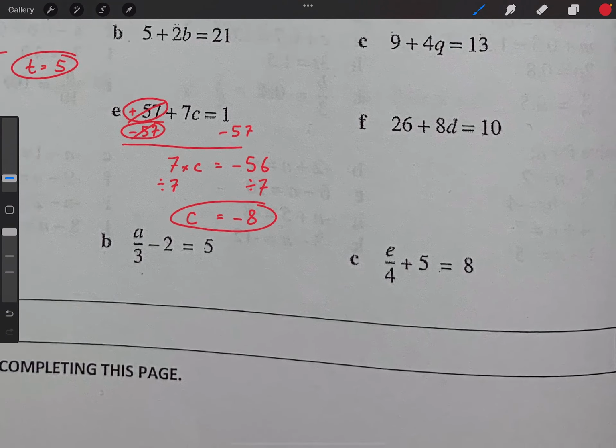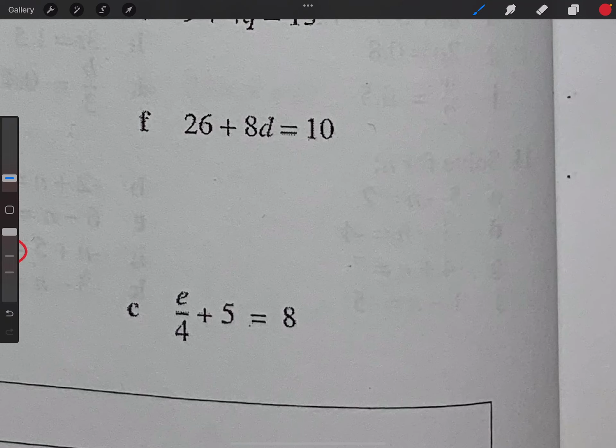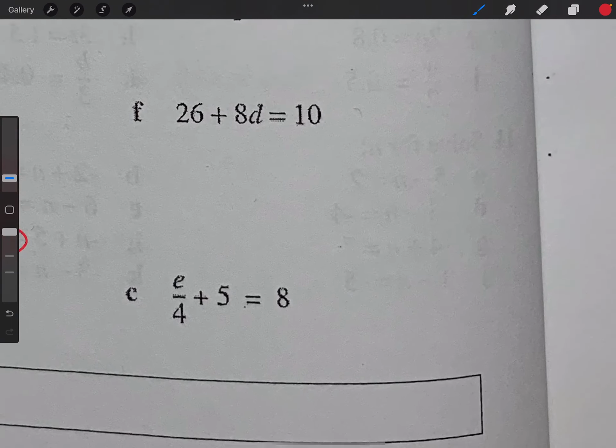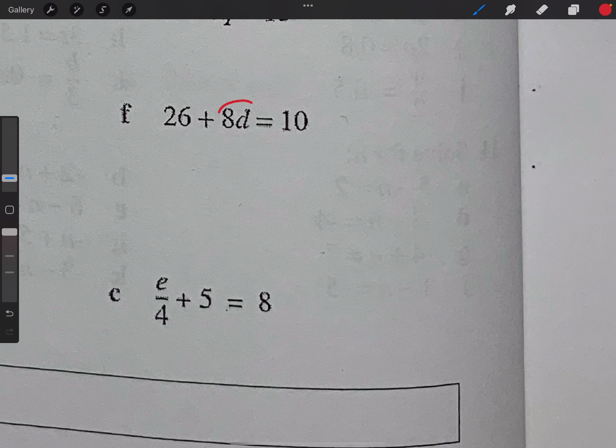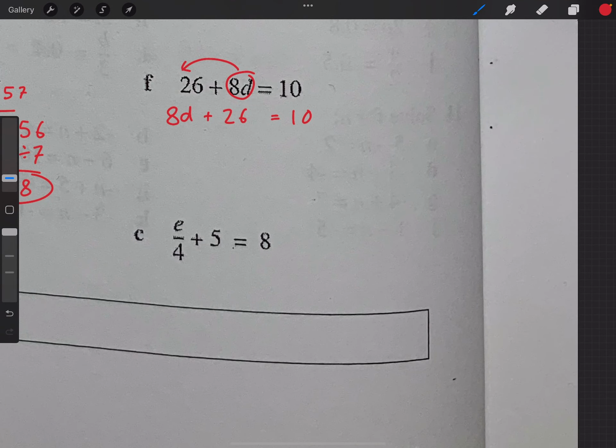Another way you can do it is, if you don't like the way they arranged it, you can just move it back. Okay, so let's look at question F. It's going to be the same thing. So I'm going to take this and just move it back over here. I can just say, oh, this is the same as 8d plus 26 equals 10. And maybe this way you can see it's easier to see what we're going to do first.